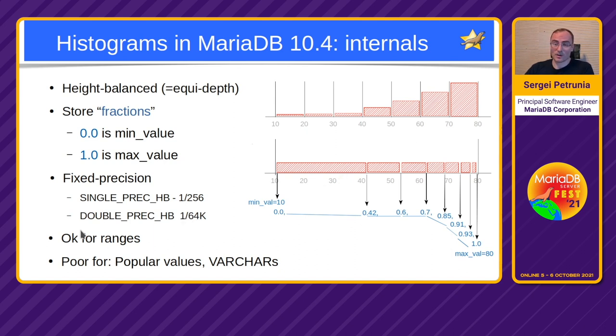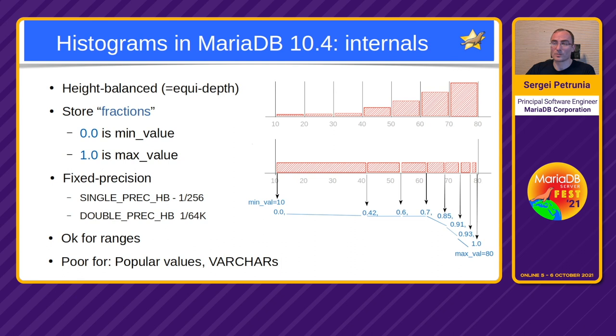This histogram is very compact and it works well for ranges, but it is not as good for the case where you have popular values, because you don't store fractions, you don't really see if you are hitting the value or not. And for varchar columns, one can compute a fraction of one varchar string between two others, but that's not very precise.